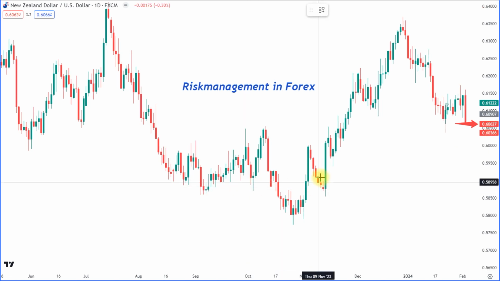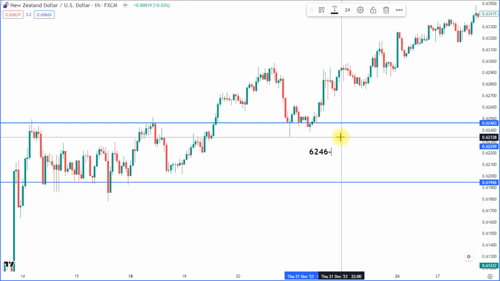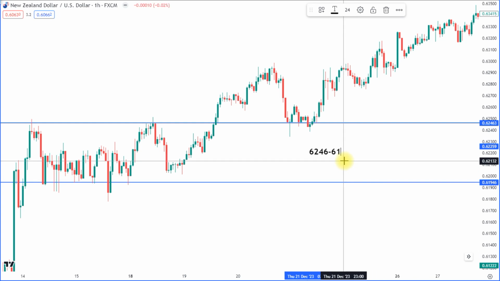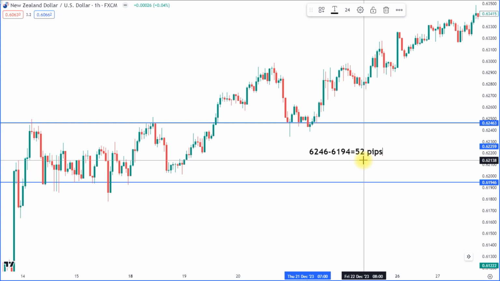So let's make an example. We have our entry point at 0.62463. The 3 I will leave out because I will calculate in whole pips. So we have 6246 minus 6194, which equals a pip size of 52 pips. This is what we are risking with this trade. This is step number 2, but what are we going to do with these pips now?